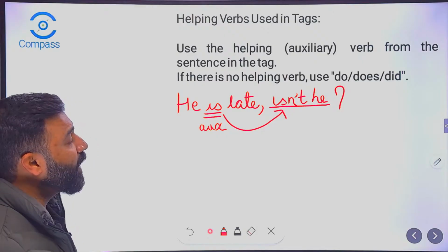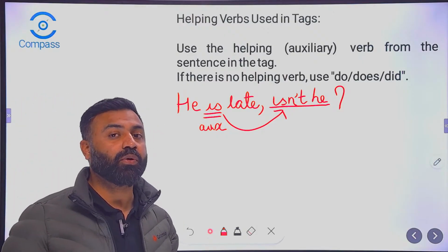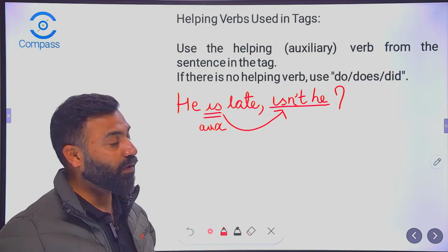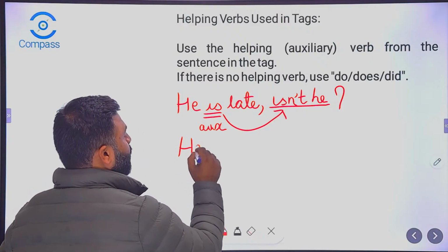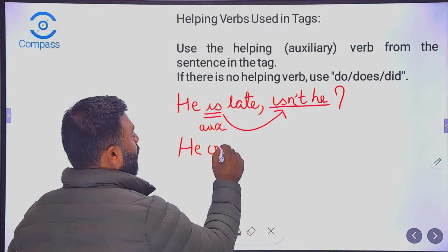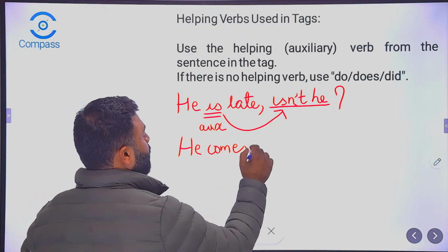Now there will be some sentences without auxiliary verbs. For example, he comes late.